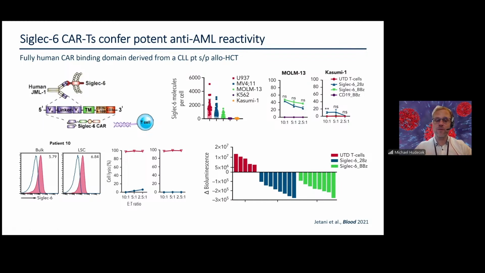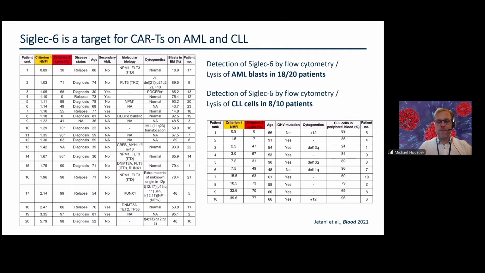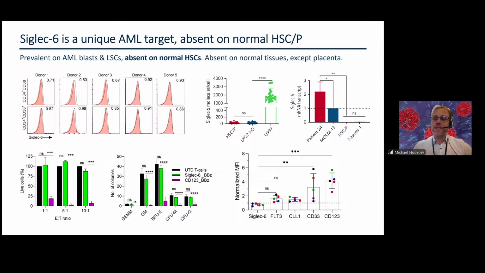So they fulfill all the benchmark criteria in terms of lytic activity, cytokine production, and proliferation of T cells, and also in the xenograft mouse model that we've set up in order to go into a clinical trial. I will point out, and it's shown in the lower left, that Siglec-6 is also retained on the leukemic stem cell compartment, and in many cases it's even higher compared to the bulk AML blasts. The important point, though, is that Siglec-6 is not expressed on normal hematopoietic stem and progenitor cells, and we've shown this by flow cytometry, shown on the top left.